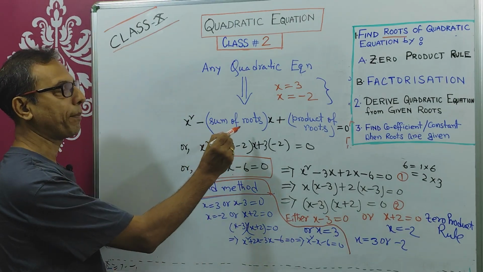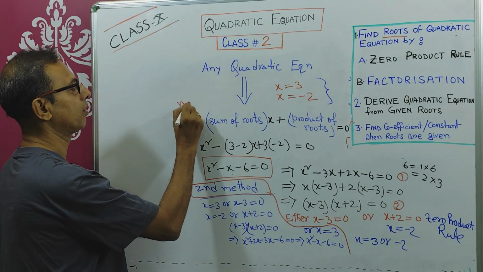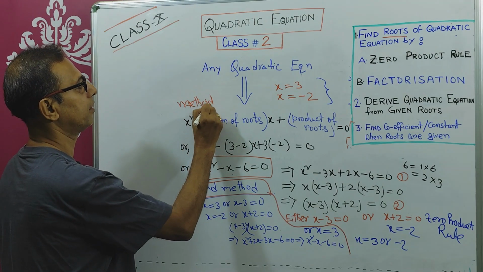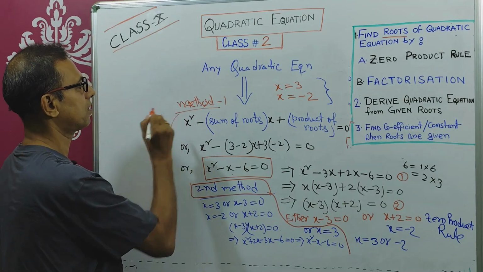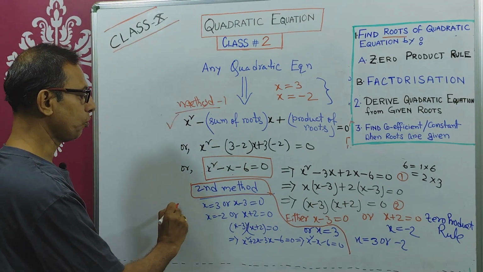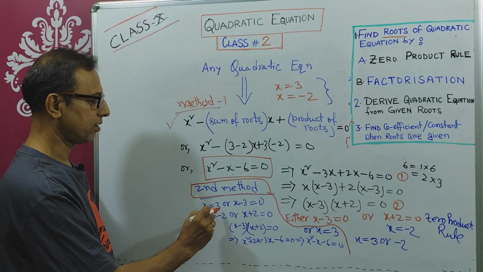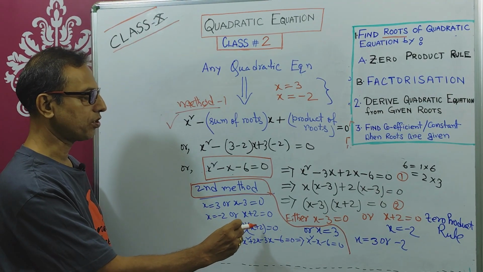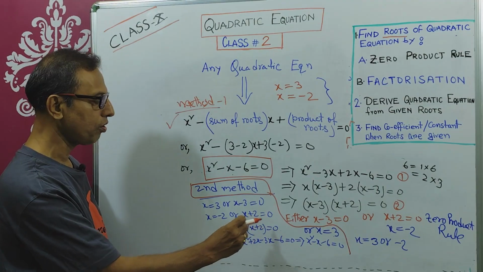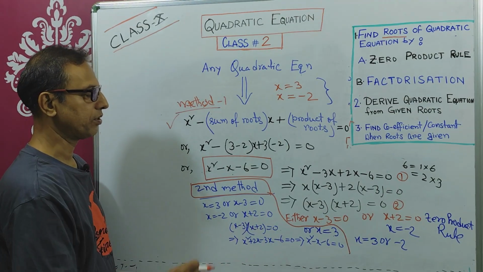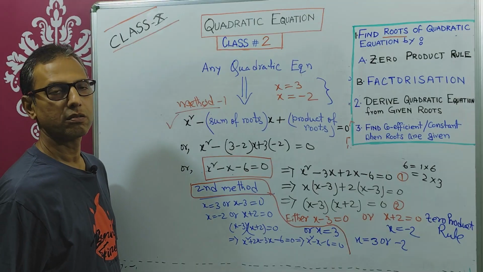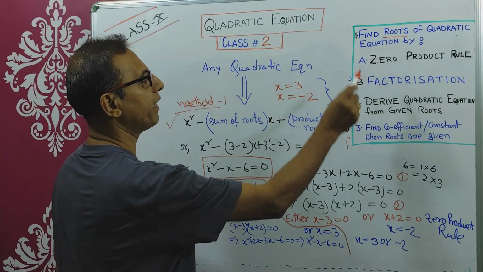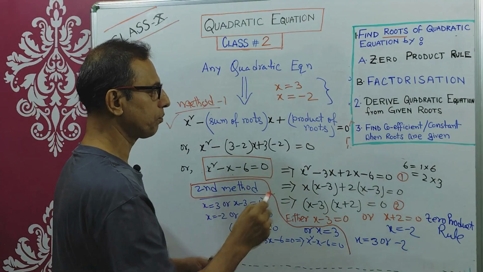One is by applying this formula. This is method 1. Method 2 is to apply the factors. From the solutions you derive two factors, multiply these two expressions, set the product equal to 0, and from there you derive the equation. Any of these methods you can apply. Got it? So your 1 and 2 are covered. Now I will come to 3.